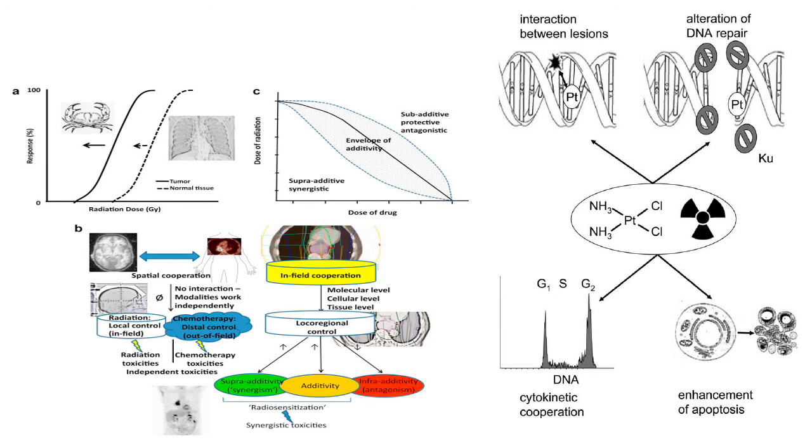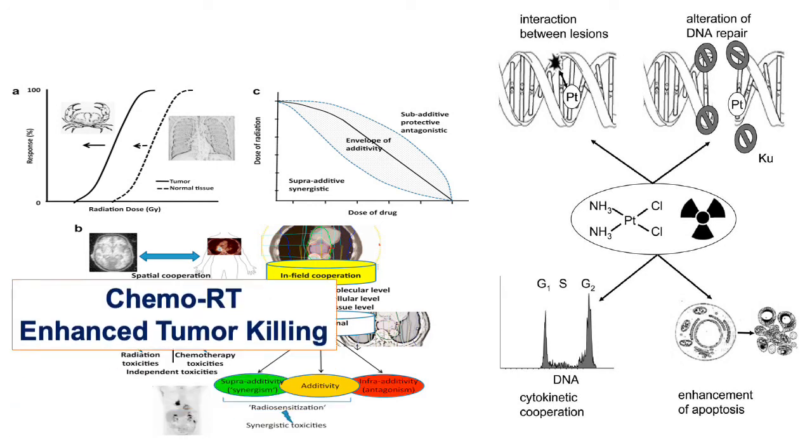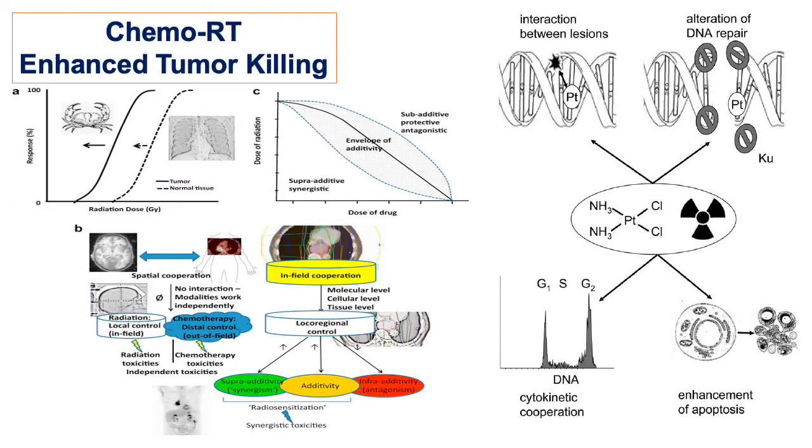They can work spatially, which is working in different pathways. For example, chemo works systemically to control micrometastasis, while radiation works mostly locally. Or they can work together in synergy, if they are working through the same biological pathway.